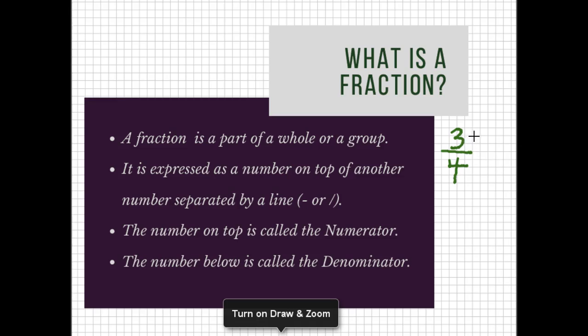This 3 represents the number of parts, and it is called the numerator, while this 4 represents the number of equal parts the whole has been divided into, and that is called the denominator. So let's look at a quick example to explain that.